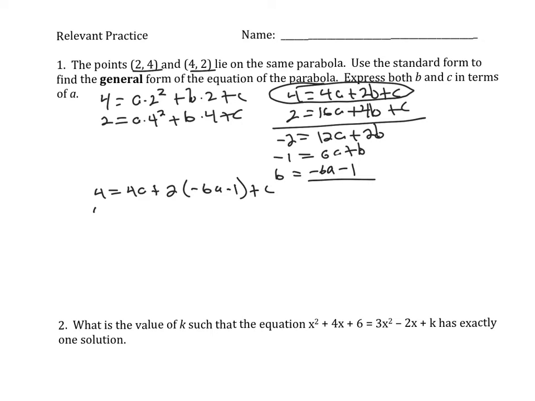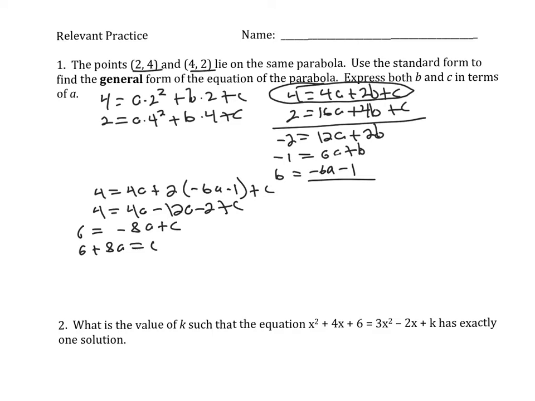Okay, that's going to give us that 4 is equal to 4a minus 12a minus 2 plus c. We'll move everything but the c over to the other side to get 6 is equal to, and 4a minus 12a combine to negative 8a, so we'll get 6 equals negative 8a plus c, which gives us that 6 plus 8a is equal to c.